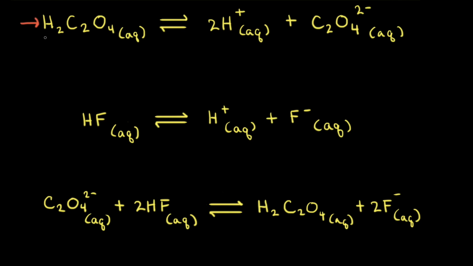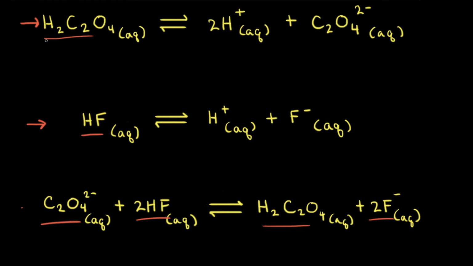Let's use the two reactions we've just looked at here. So we have oxalic acid turning into H plus and oxalate. And the other one we looked at was hydrofluoric acid ionizing to turn into H plus and F minus. Let's use those two reactions to calculate the equilibrium constant for a third reaction. And this third reaction shows oxalate reacting with hydrofluoric acid to form oxalic acid and the fluoride anion. Our first step is to get these first two reactions to look more like the third reaction.